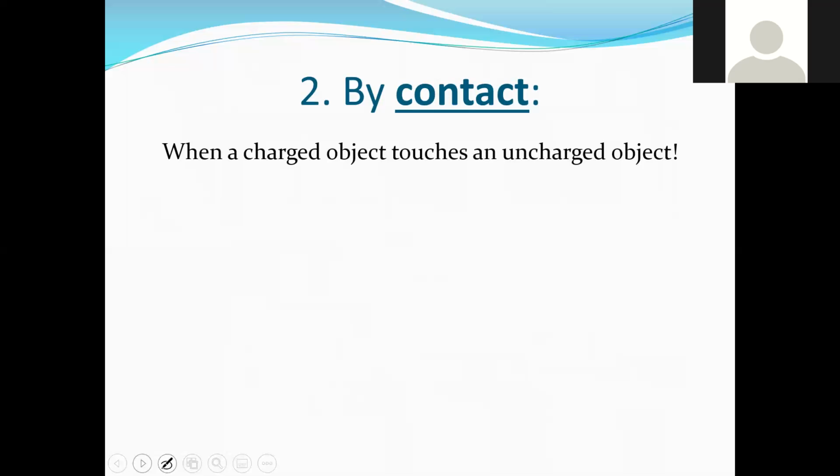Okay, next one is by contact. This is when a charged object touches an uncharged object, or even touches another charged object. So here we have A, and it's a negatively charged object. Now, this transfer of charge during touch means that there's no rubbing. So you need conductors for this situation.